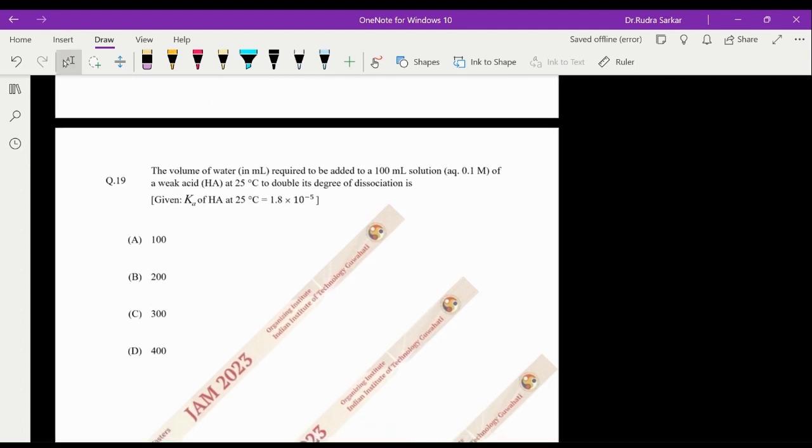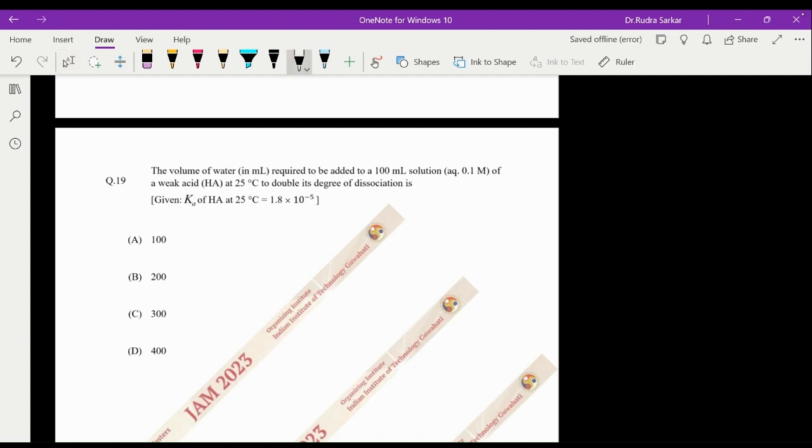Okay, now over here we have 19. The volume of water in ml required to be added to 100 ml solution of aqueous 0.1 molar weak acid HA at 25 degrees centigrade to double its degree of dissociation, and we have been given the Ka value of HA at 25 degrees centigrade to be 1.8 times 10 to the power minus 5.